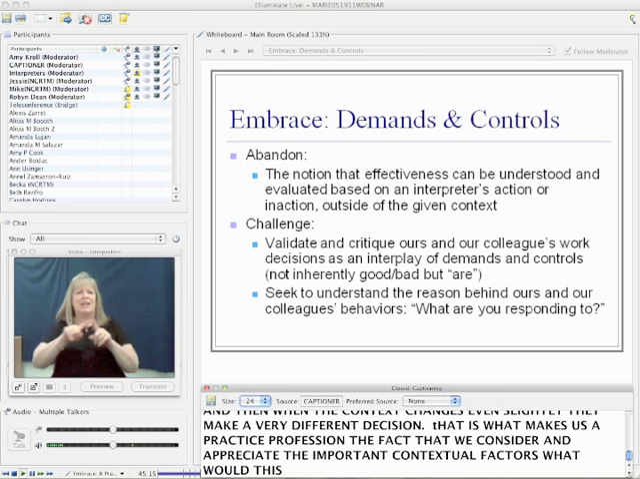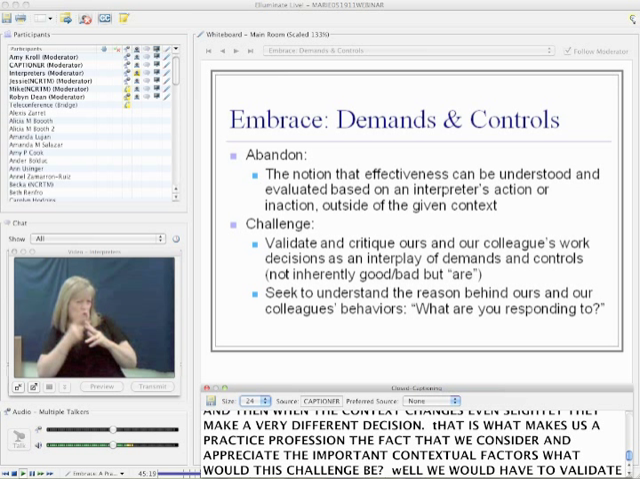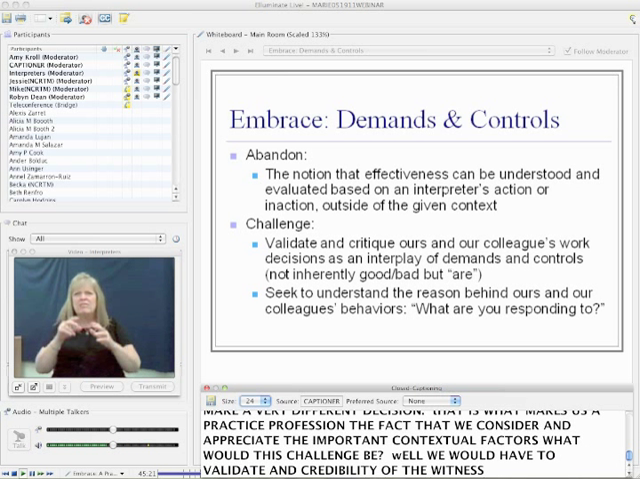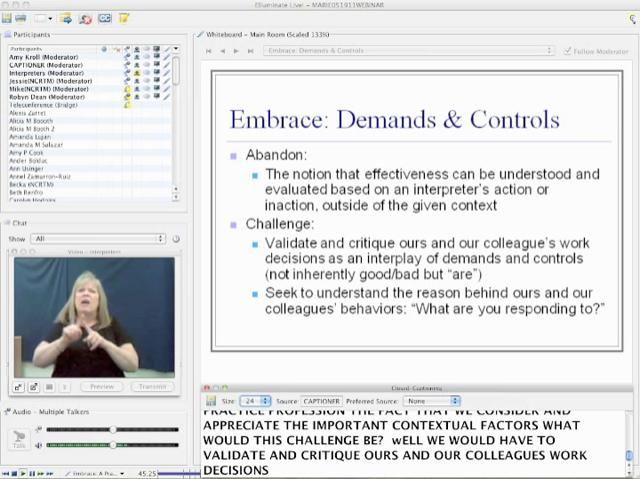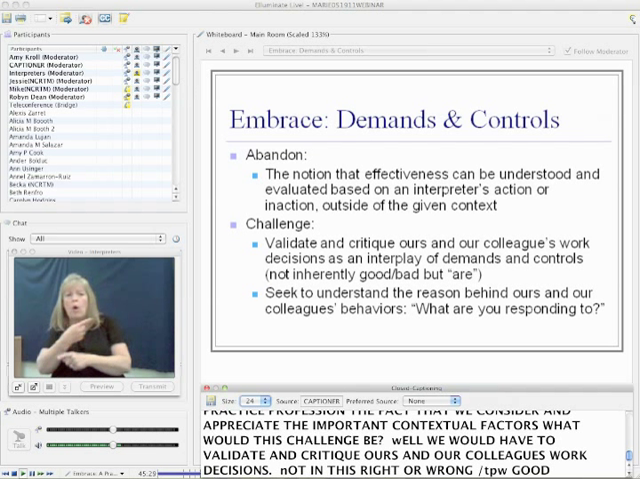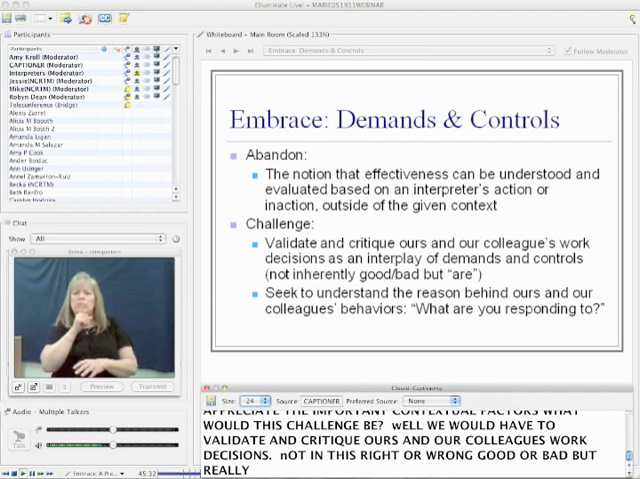Well, we would have to validate and critique ours and our colleagues' work decisions, understanding the interplay of demands and controls. Not inherently in terms of right or wrong, good or bad, but really understanding and appreciating the consequences, the interplay between demands and controls.